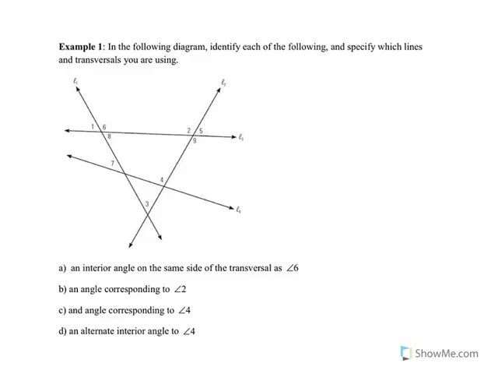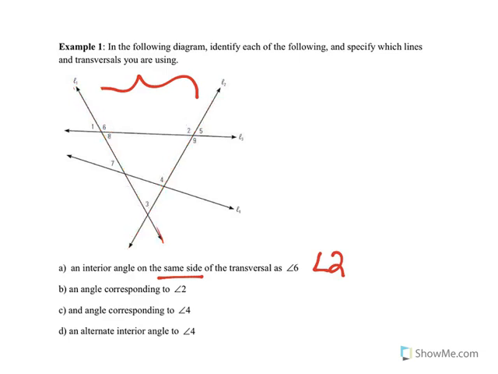Okay, so here we have a diagram, and it says identify the following things. So part A says an interior angle on the same side of the transversal as angle 6. So we have angle 6 right here. We want an interior angle. So because of the location of 6, we're going to look at these two lines right here. So those two lines cross, and this would be the inside, and on the same side of the transversal then would be angle 2.